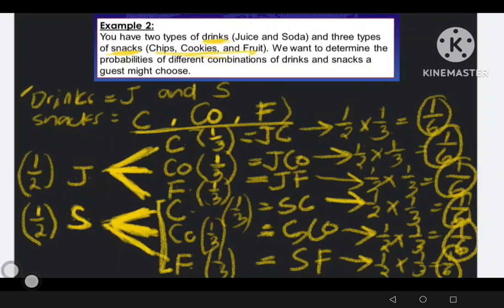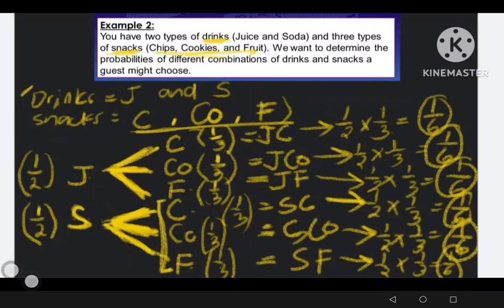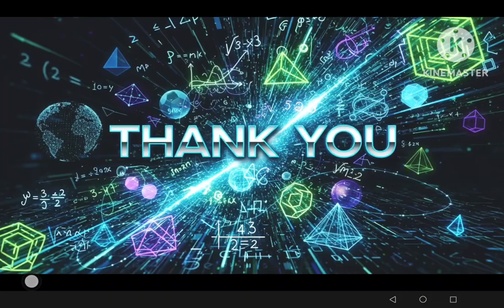Again, the problem here, we want to determine the probabilities of different combinations of the drinks and snacks. So therefore, our result, we have here juice and chips, 1/6, juice and cookies, 1/6, juice and fruit, 1/6, soda and chips, 1/6, soda and cookies, 1/6, and then soda and fruit, 1/6. So that's our probability result of each combination.